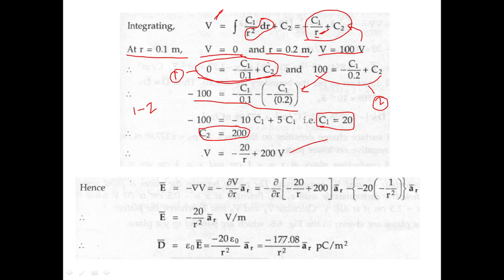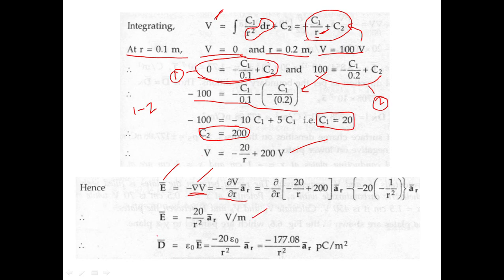Now the second part: we have to find the E vector. The E vector, we know, is the negative gradient of V, and again we'll have only the AR part. For the negative gradient of V, you have to refer to the formula from the second module. When you solve that, you'll get E vector as minus 20 by R square AR cap volt per meter.